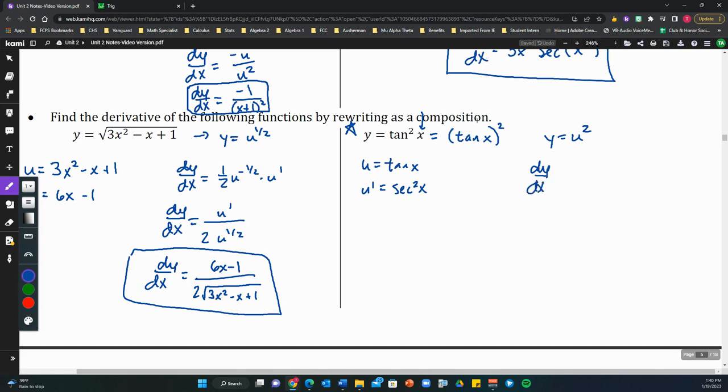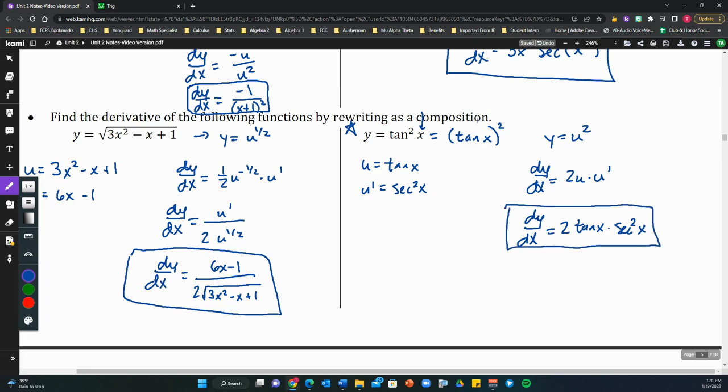So now dy dx would give me 2 times u prime. There's no simplifying that we need to do there beyond what's already done. So in this case, when I go to rewrite it, we end up with 2 times my u, which was tangent of x, times my u prime, which is secant squared x. And that's it. So again, that's a special one anytime that you have a trig function raised to any power besides just one. So if there's any number up here, it's automatically a power rule problem. That's our outside function, the power rule. And then the inside is that trig function itself.